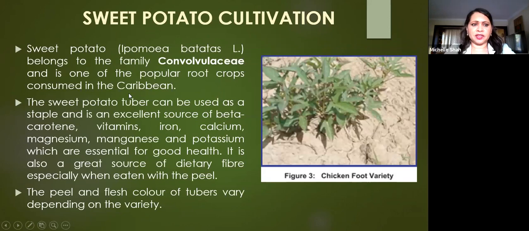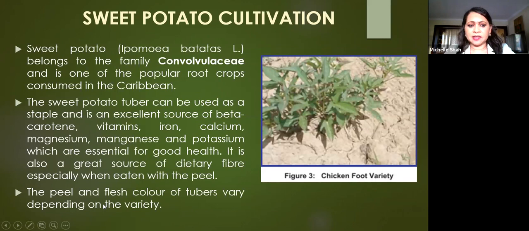Sweet potato tuber is used as a staple and is an excellent source of beta carotene, vitamins, iron, calcium, magnesium, manganese, and potassium, which are essential for good health. It is also a great source of dietary fiber, especially when eaten with the peel. The peel and flesh color of tubers vary depending on variety.